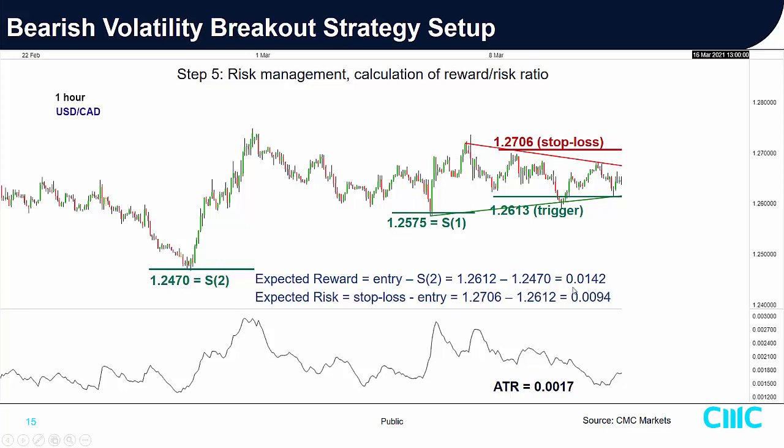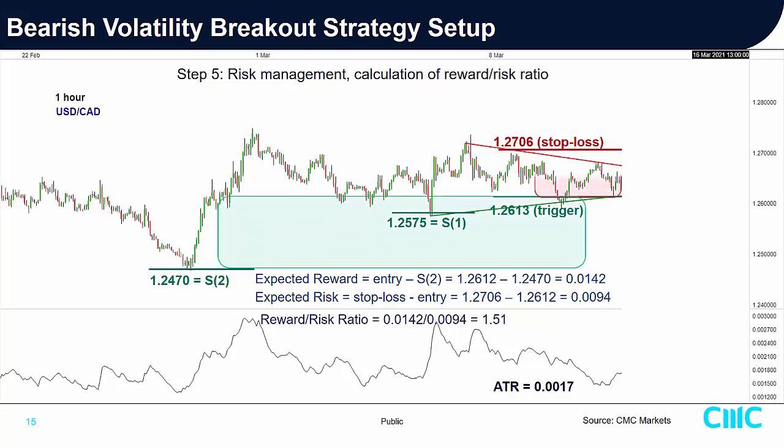All right, and the expected risk will be my stop loss level minus my entry, which is 1.2706 minus 1.2612, giving us 0.0094. That will be 94 pips. Then dividing the expected reward by the expected risk, which is 142 pips divided by 94 pips, gives us a ratio of 1.51, which is more than 1. So definitely I would say that is a good reward risk ratio trading setup over here.